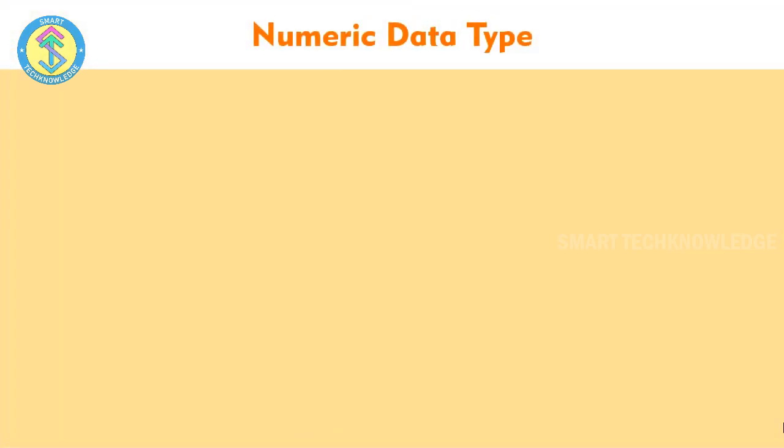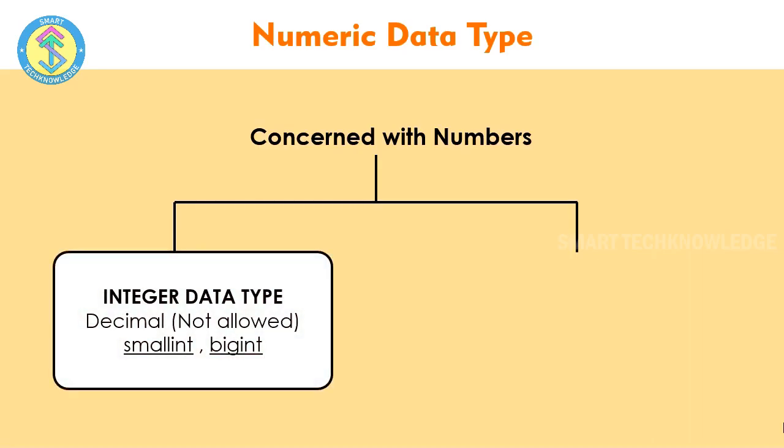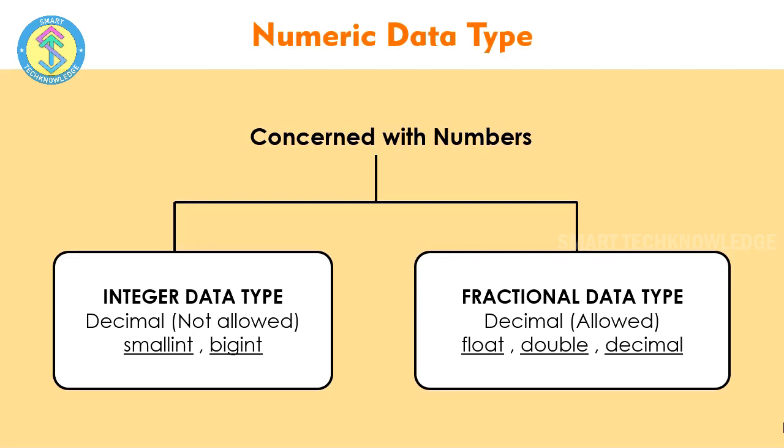Now let's move on to numeric data type. This data type is concerned with only numbers. They are divided into two types. One is integer data type. Here decimal is not allowed. Small int and big int are the two subtypes in integer data type. Second is the fractional data type. Here decimal is allowed. Float, double and decimal are the three subtypes in fractional data type.